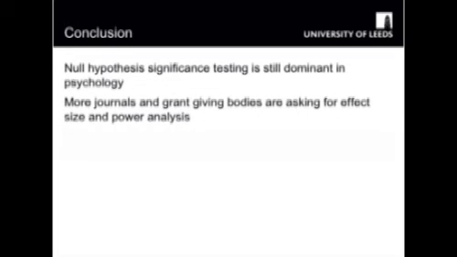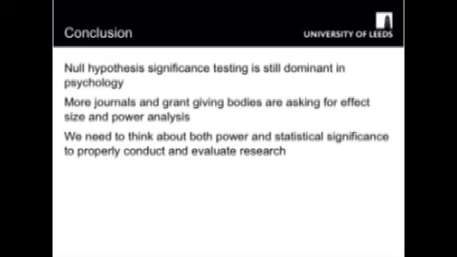So null hypothesis significance testing is still very dominant in psychology. It's still reported in all journals, and it still has a very important role to play. It's also important that we consider effect sizes. Indeed, more and more journals and grant awarding bodies are requesting power analysis and effect size analysis in their publications, so that all of this information is going to be available. And we need to think about effect sizes and power when we're conducting our research.